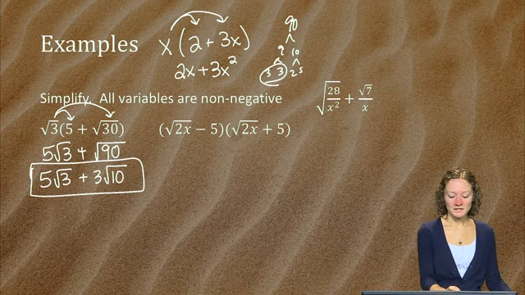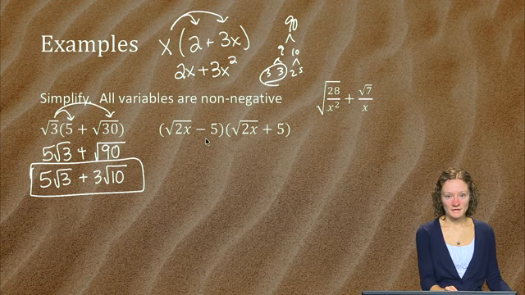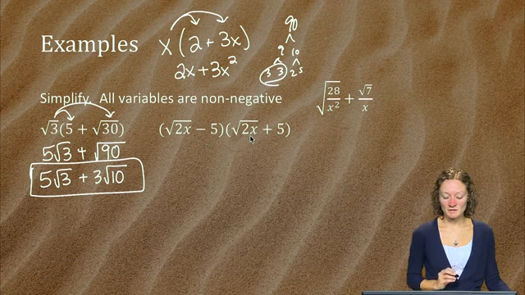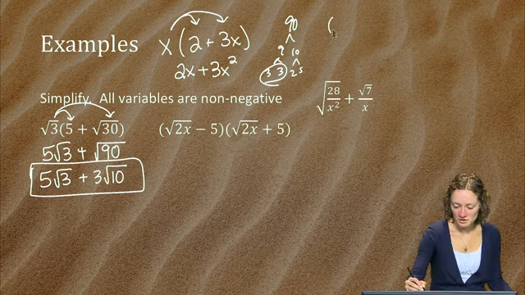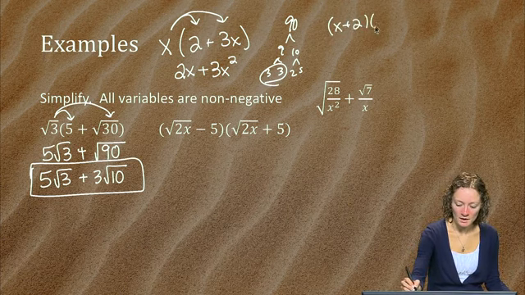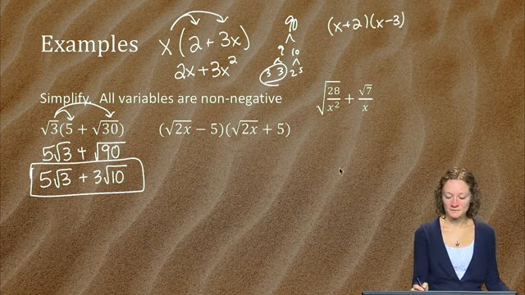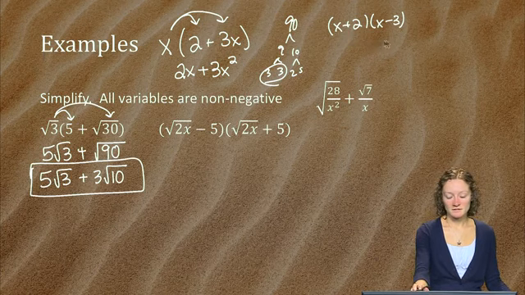Okay, the next one. Square root of 2x minus 5 times the quantity square root of 2x plus 5. So this is just like having an x plus 2, x minus 3. If I told you to multiply this, what would you do?